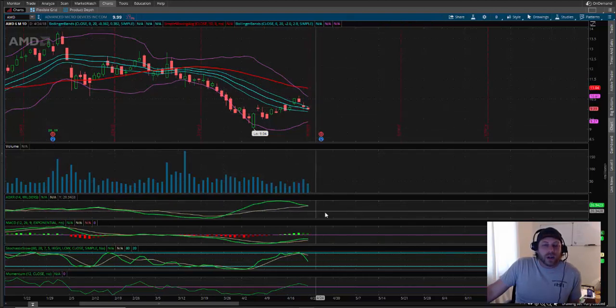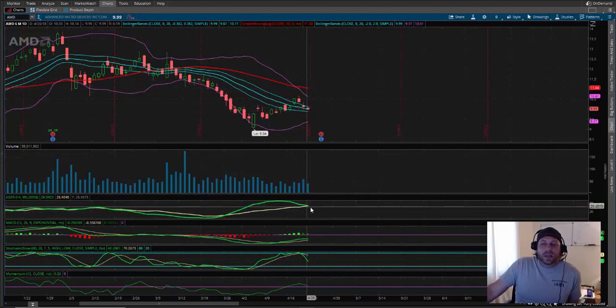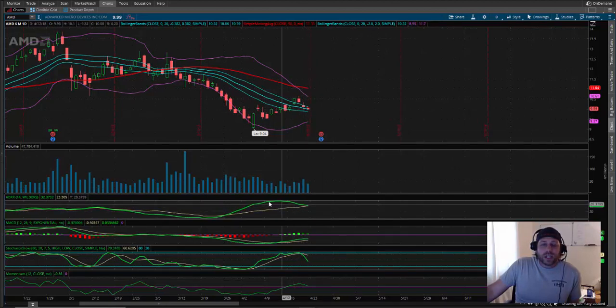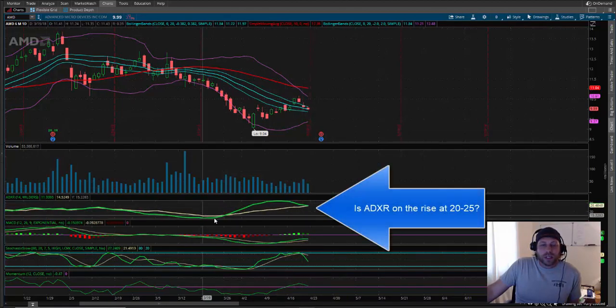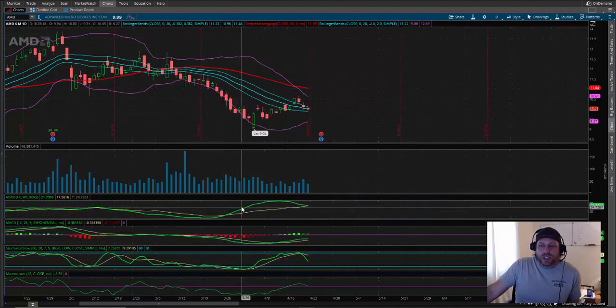We have the ADX. We want this to usually not be coming down, but to be in this area right here. What we want to catch is it as it approaches 20 to 25. So right here, that's showing that we've got some good push, some good momentum moving.